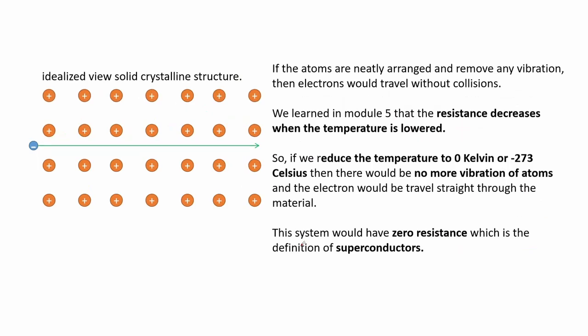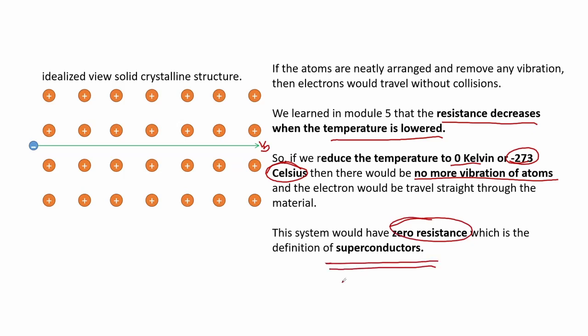If the atoms are neatly arranged and remove any vibration, then electrons would travel without collisions. We learned in Module 5 that the resistance decreases when the temperature is lowered. So, if we reduce the temperature to 0 Kelvin or -273 Celsius, then there would be no more vibration of atoms and the electron would travel straight through the material. This system would have zero resistance, which is the definition of superconductors.